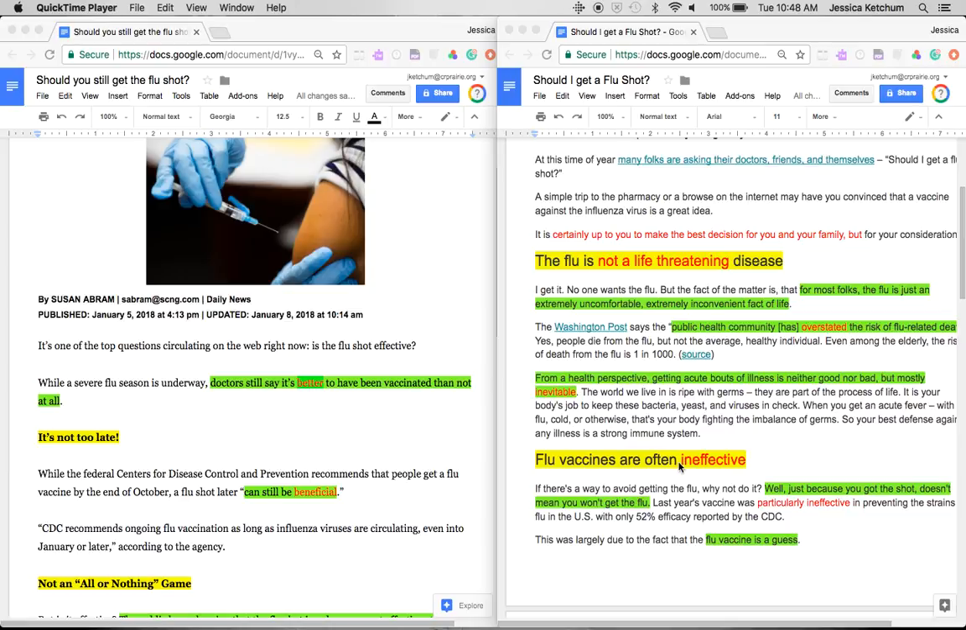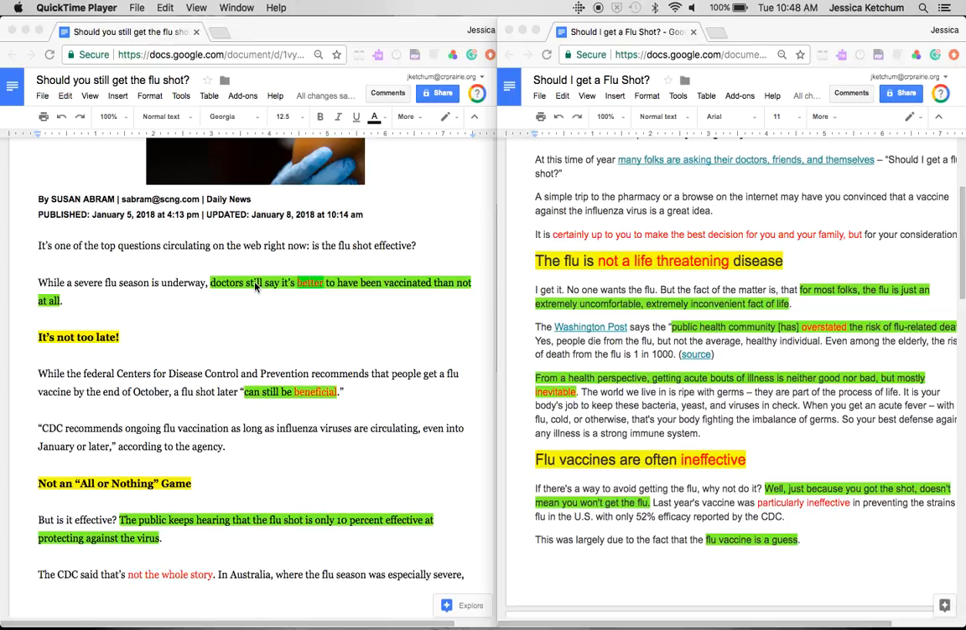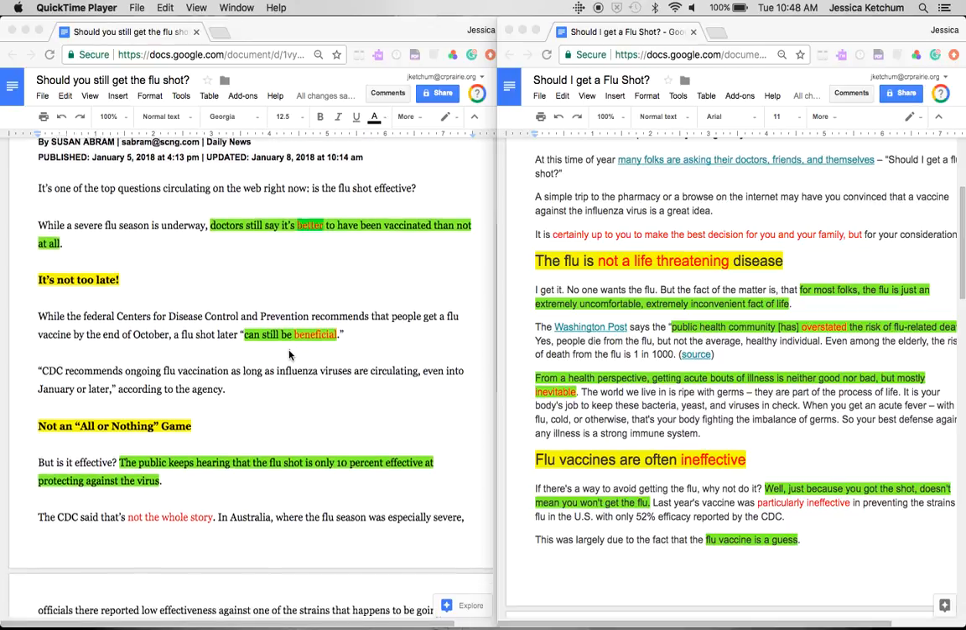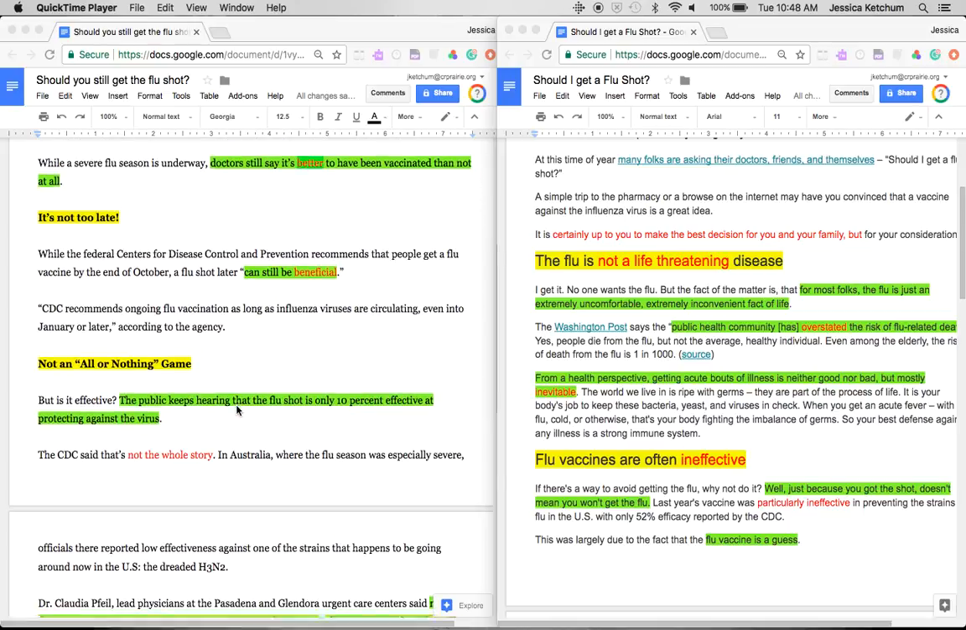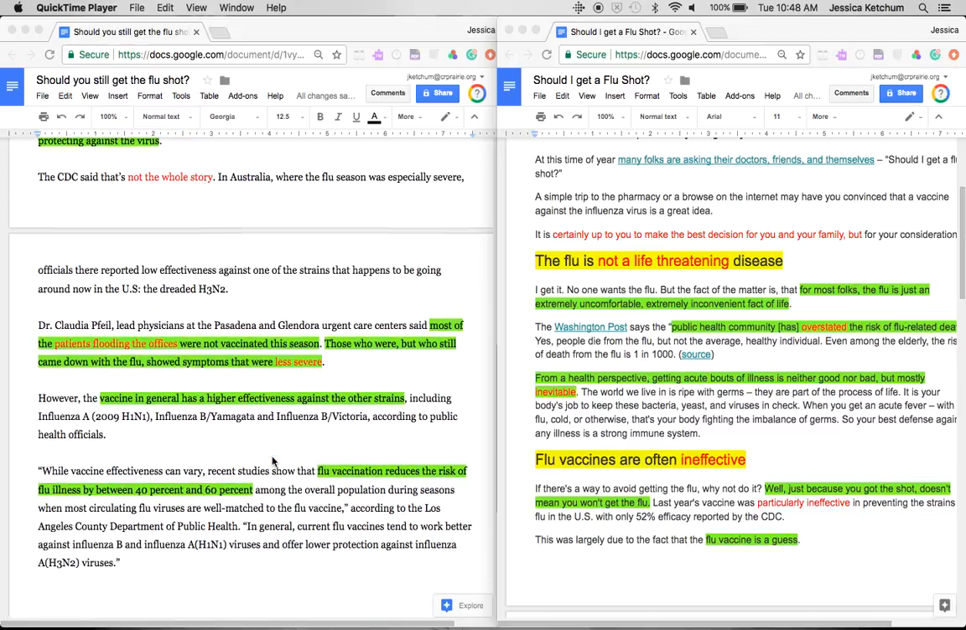If we want to confirm it even further, we can look at the specific details. I've highlighted those in green in each story. So as you skim through, we can talk about the evidences. Doctors say it's better to get it. It can be beneficial. We hear that it's only 10% effective, but patients are flooding into the office, and those who do have the flu shot show symptoms that are less severe, and that it tends to be higher effectiveness on certain strains than others, and that it can reduce the risk of being ill between 40 to 60%.